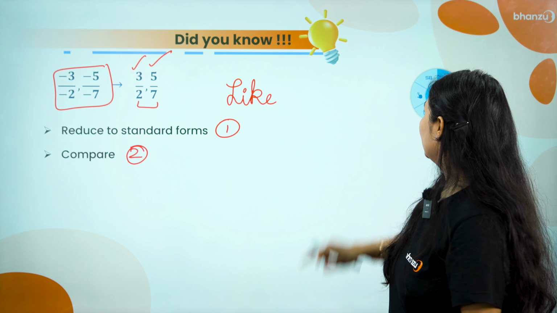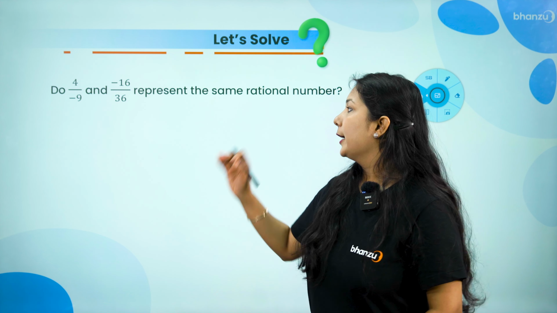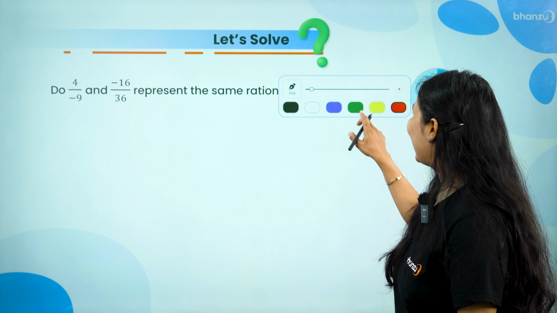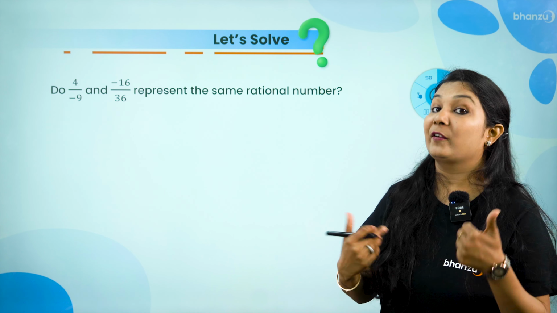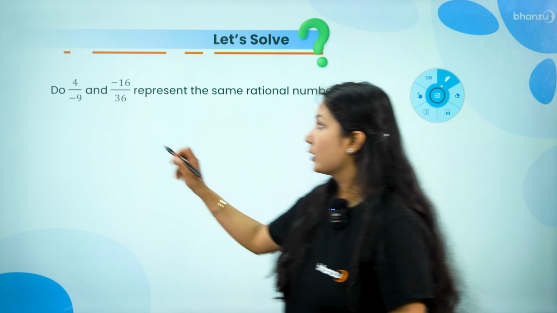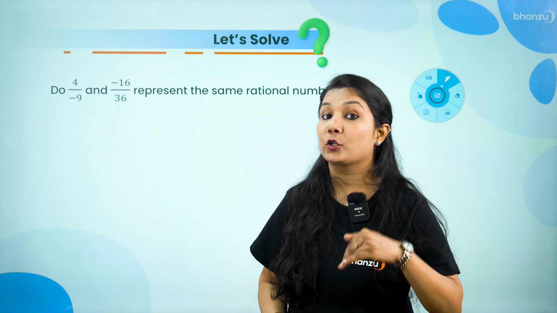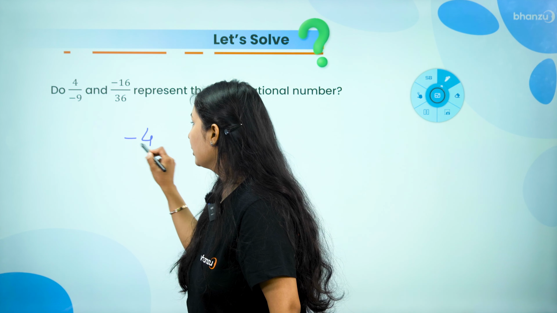Right? So this was all about today's session and now let's solve a practice question over here. Do 4 by minus 9 and minus 16 by 36 represent the same rational number? So what do we have to do? First thing, we have to write them in the standard form to compare them. In standard form we know that the negative sign should never be in the denominator. Denominator should always be positive. So my first rational number becomes minus 4 by 9. The negative sign gets carried over to the numerator. And for minus 16 by 36, the denominator is already positive.